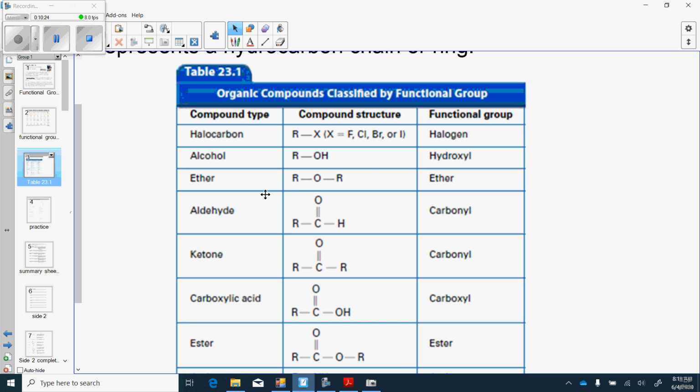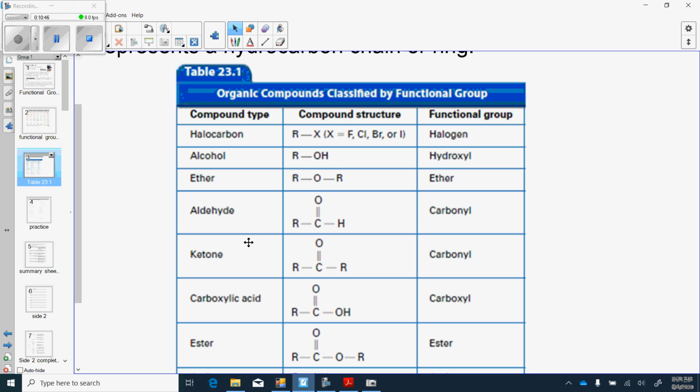Down here is an ether, and in an ether, it really is taking a big hydrocarbon and a big hydrocarbon, or even a small hydrocarbon and a small hydrocarbon, and joining them with this oxygen atom in the middle. So ROR is known as the ether group, and we'll take a look at that family.